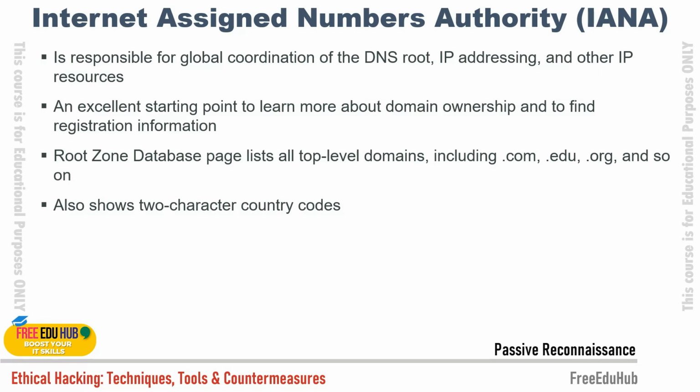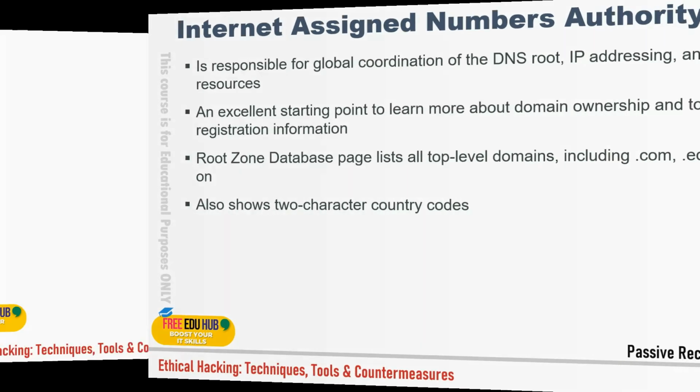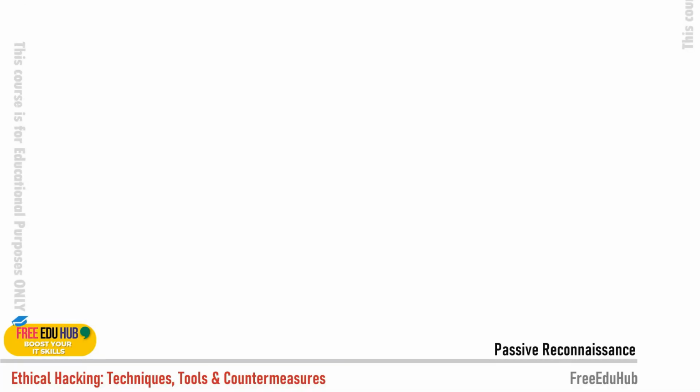You can go on their website and get the details about the root zone database, and it lists top-level domains, for example, .com, .edu, .org, etc. And it shows the 2-character country codes as well. For example, for United Arab Emirates, it's .ae. For Qatar, it's .qa. For Saudi Arabia, it's .sa. It really depends which country it is, and all that information is published over there.